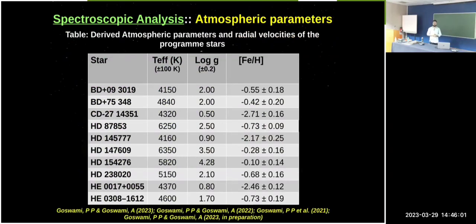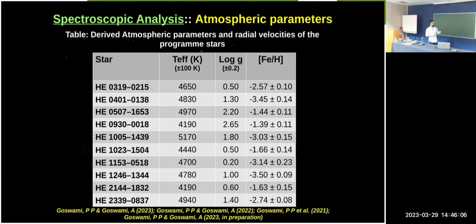These are the derived atmospheric parameters of our program stars. The effective temperature ranges from 4150 Kelvin to 6350 Kelvin. The log g ranges from 0.2 to 4.28. Metallicity ranges from minus 0.1 to minus 3.5.